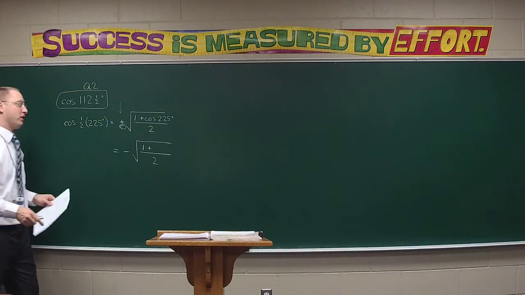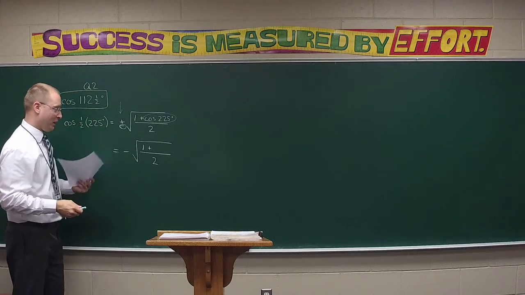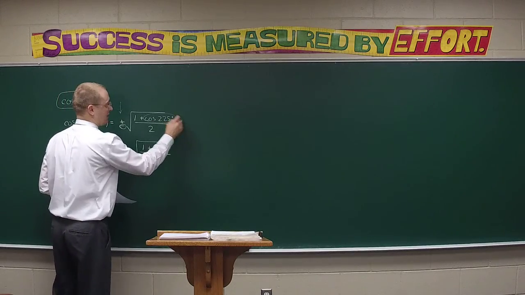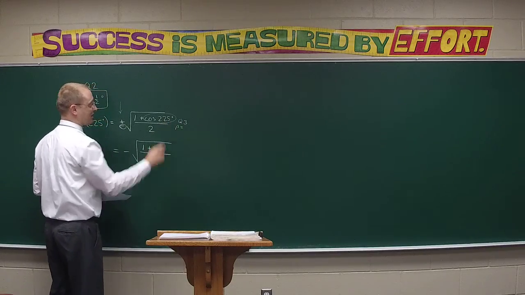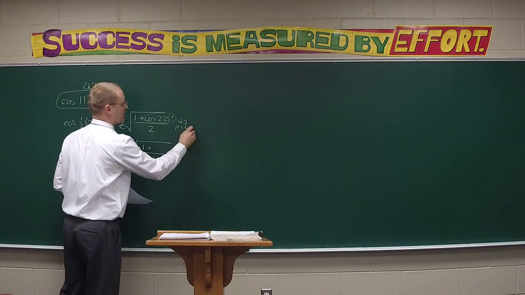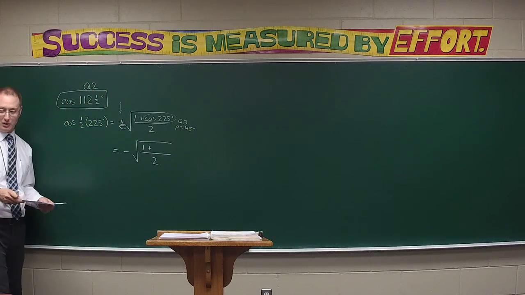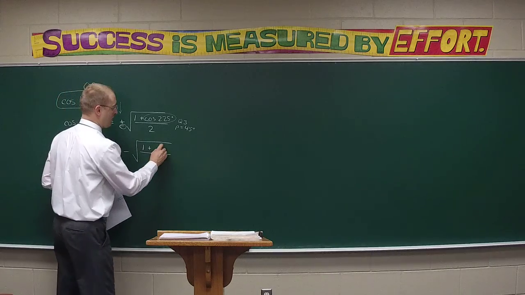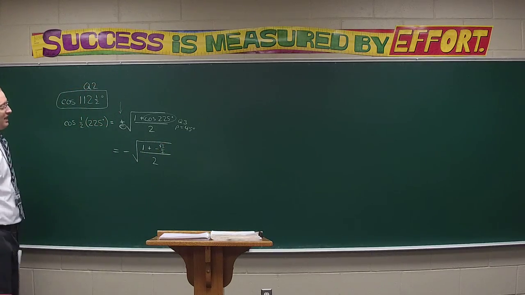Now, Quentin, I need to fill in what the cosine of 225 is. And for that, I should probably ask myself, what quadrant is this in? Quadrant 3. And its reference angle is 45 degrees. What is the cosine of 45 degrees? Square root of 2 over 2. And in quadrant 3, it is negative. And then I look at this and I say, that's pretty ugly.